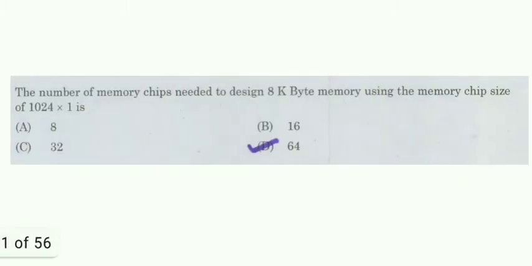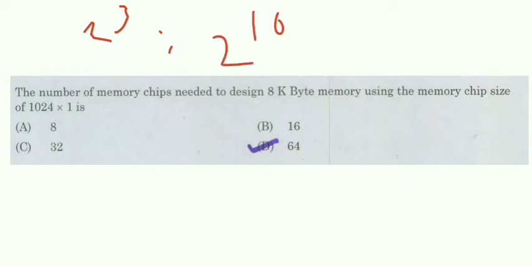Next one, the number of memory chips required to design 8 kilobyte memory using the memory chip size of 1024 by 1. So what we have to design is 8 KB. 8 KB means first we have to understand 8 is represented by 2 power 3, K is 2 power 10, and B is again 2 power 3. So this is the total memory size. But what I have is 1024, which is nothing but 2 power 10. So by using 1024 by 1, how many are required to design this much?